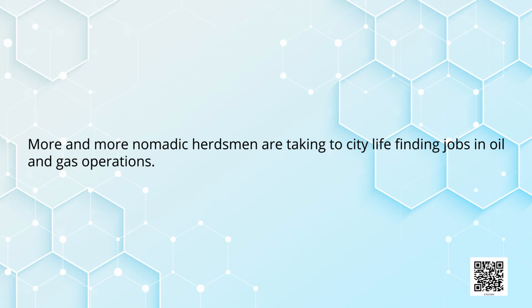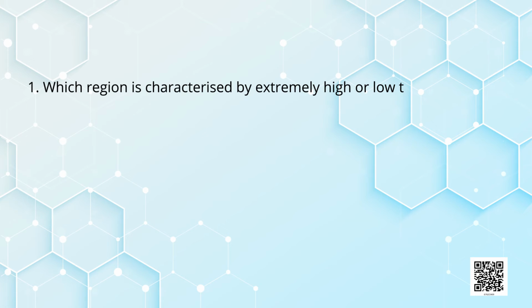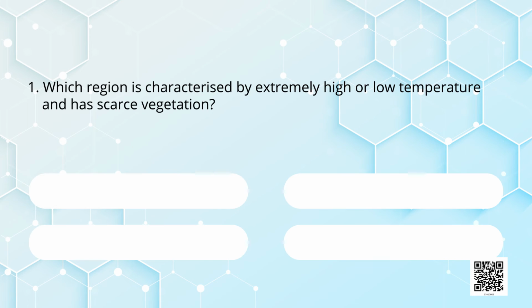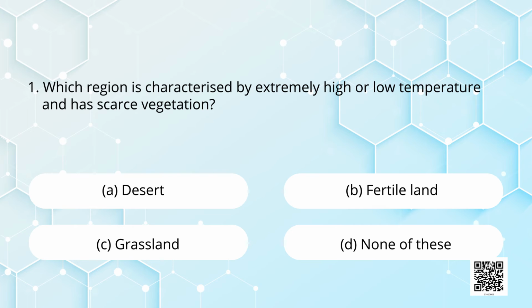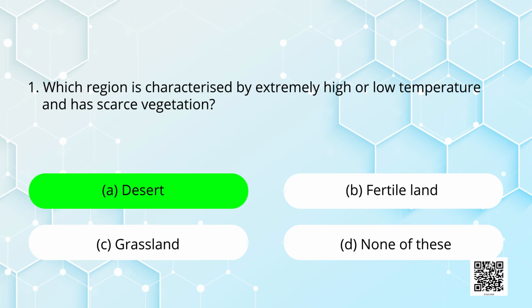Let's have a quick recap now. On your screens, you can see a question followed by 4 options. You have to pick the correct option. So, which region is characterized by extremely high or low temperature and has scarce vegetation? Desert, fertile land, grassland, or none of these? Yes, it is the desert which is characterized by extremely high or low temperature and has scarce vegetation.